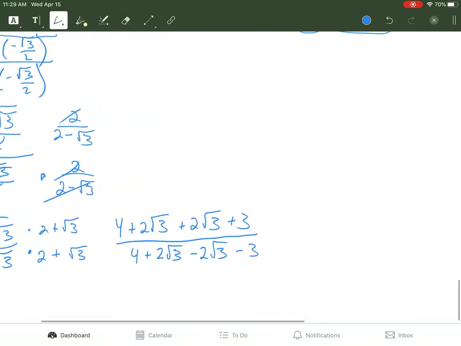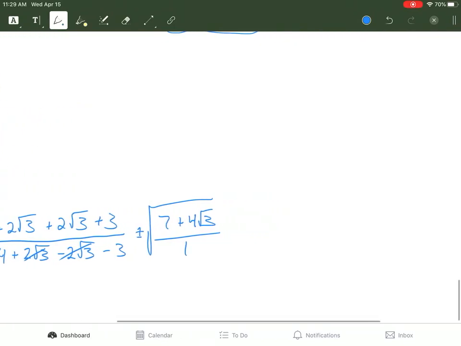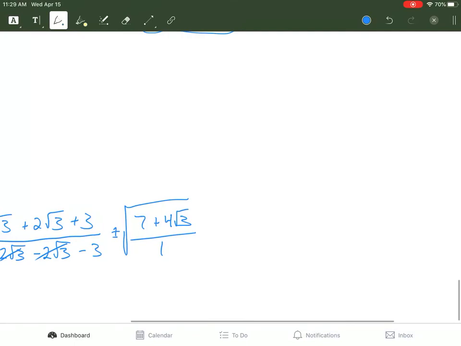Okay, if we combine the terms, we're going to have 7 plus 4 root 3 on the top. On the bottom, these two terms, like they're supposed to, will cancel out because of the conjugate, and then 4 minus 3 is going to be 1, with a big square root and a plus or minus. The square root of 1 will just go away, so we have the square root of 7 plus 4 root 3. We don't need the 1 on the bottom because the square root of 1 is 1.